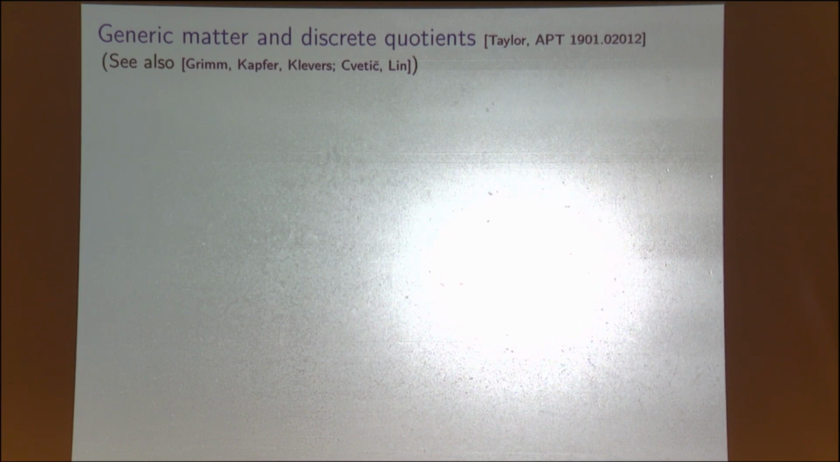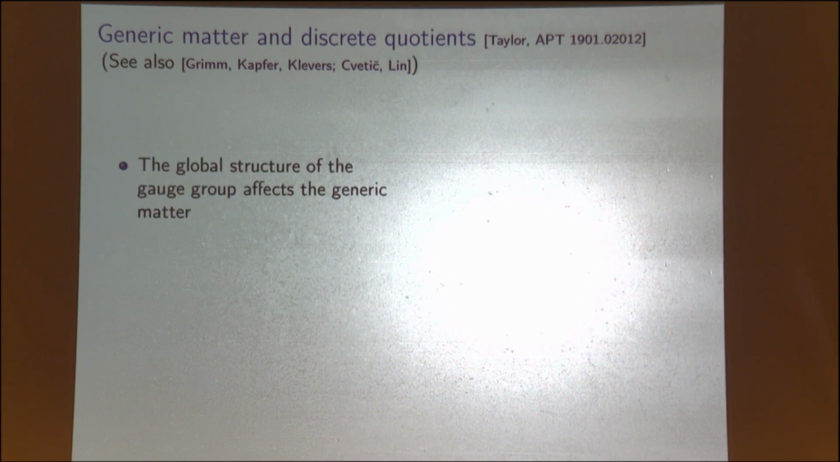OK, so as you saw in the title of the talk, I'm going to be tuning SU(3) times SU(2) times U(1) with a Z6 quotient. So I'm going to be interested in what happens to this generic matter story in the presence of these discrete quotients. And we find that in general, the global structure of the gauge group does affect what matter representations turn out to be generic.